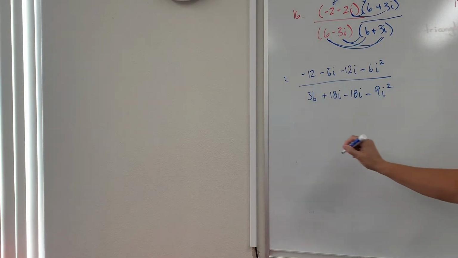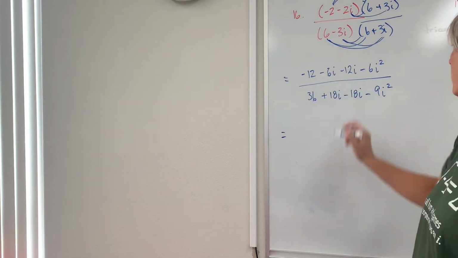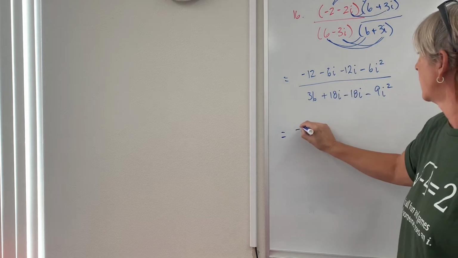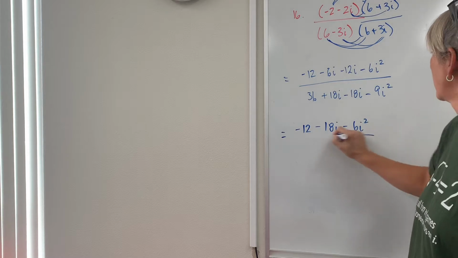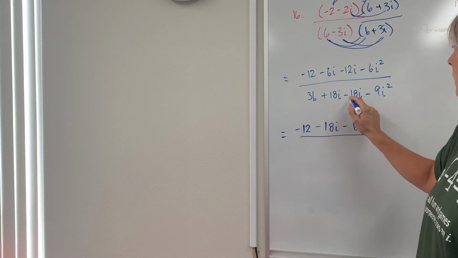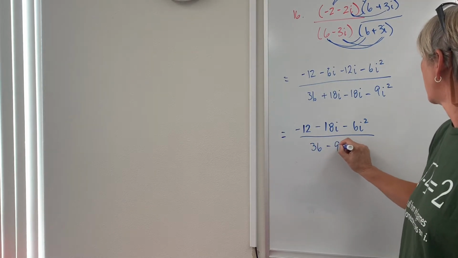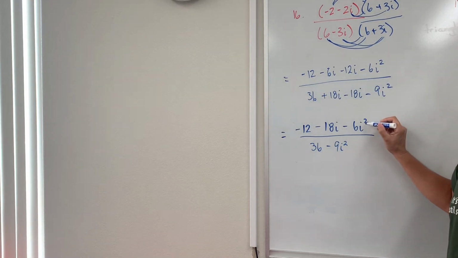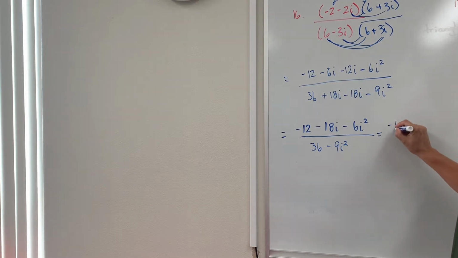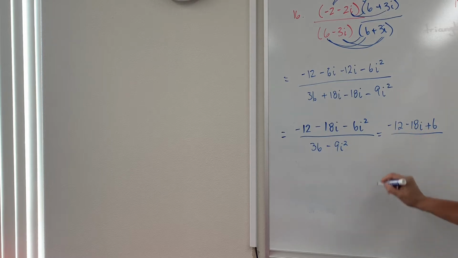So at that point, I would attempt to put any like terms together. So here I have a negative 6i and a negative 12i. So I can write it as minus 18i minus 6i squared over this, 18i minus 18i goes away. So I get 36 minus 9i squared. But remember that i squared is the same as negative 1. So that makes this negative 12 minus 18i plus 6 over 36 plus 9.